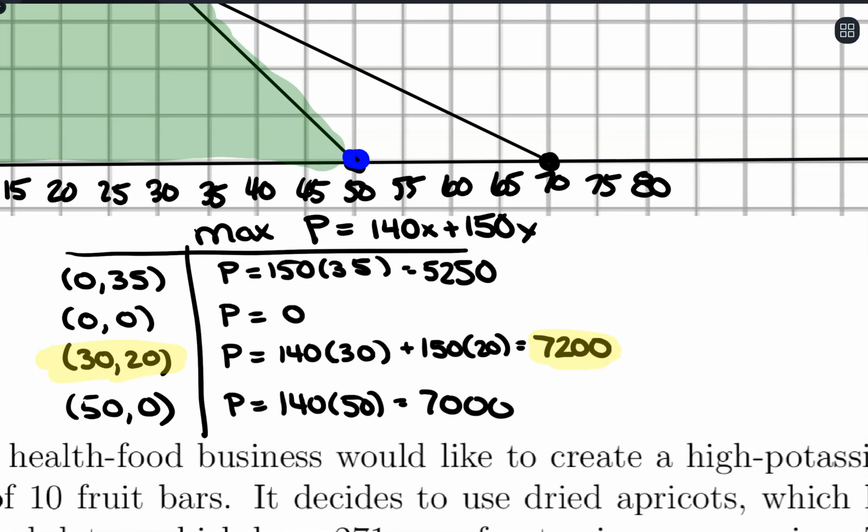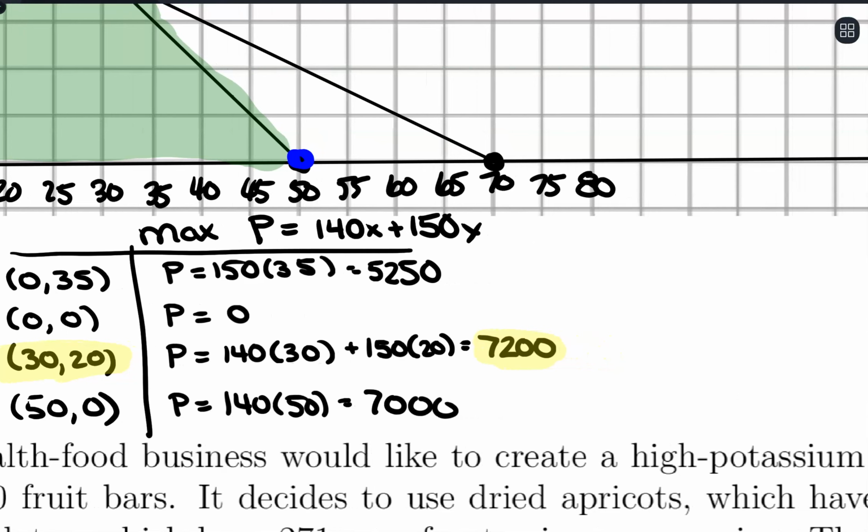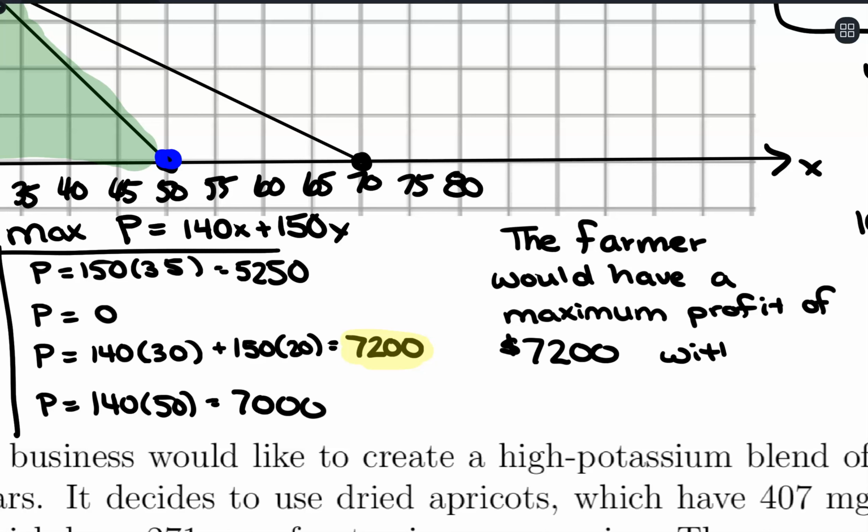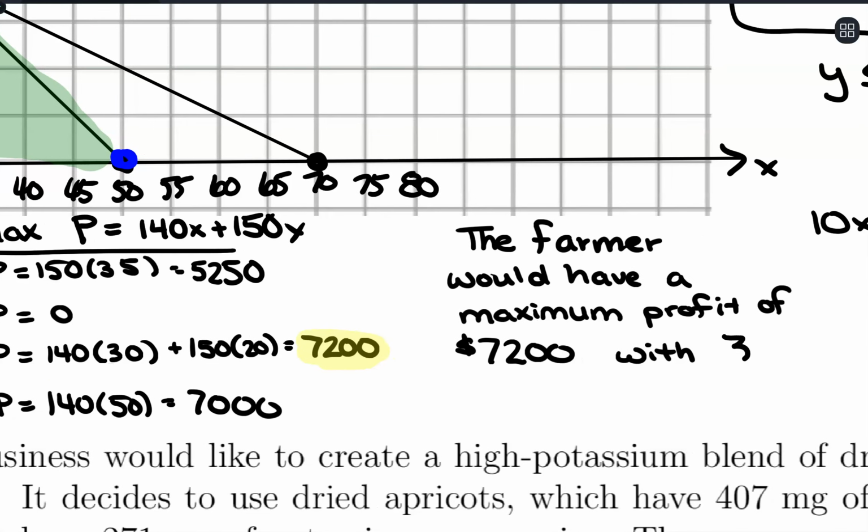So we want the one that maximizes our profit, and that's coming from that 7,200 at that coordinate 30, 20. So what that tells me is that the farmer would have a maximum profit of $7,200 with 30 acres of crop A and 20 acres of crop B.